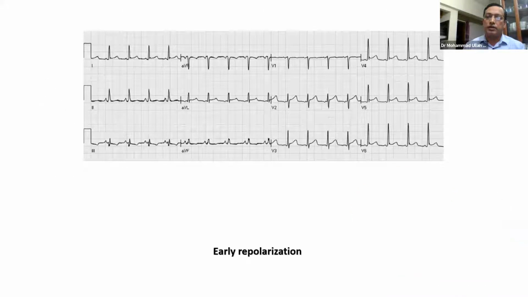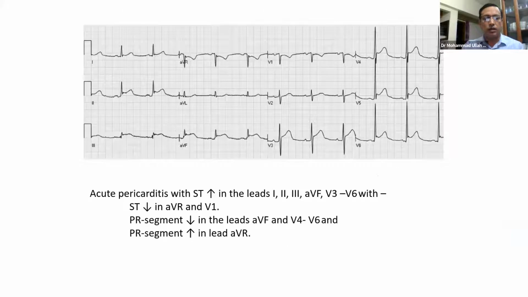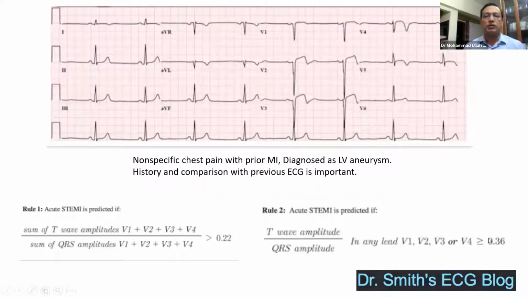So proper identification of ST elevation is important. There are several things which should come in the differential diagnosis of ST elevation MI. One is early repolarization. Infarction in a patient with old MI is also an important one. Sometimes it becomes difficult to diagnose ST elevation MI in a patient who has a previous history of MI also. And we can compare the T wave with the QRS amplitude, and if the ratio is indicative of this, that can give rise to a diagnosis of ST elevation in a previous MI.